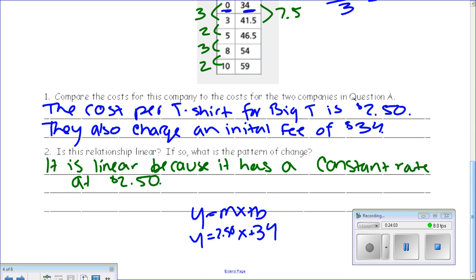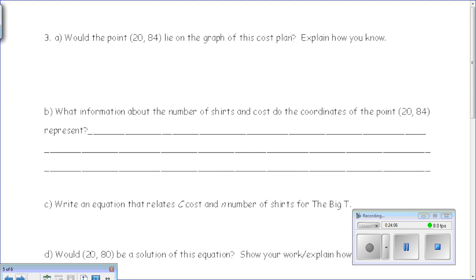So since I have the equation, when I go on to 3a, I'm going to rewrite my equation up here now. Here's my equation that we just created. And the point is 20, 84. What's my 20? Is that x or y? X. What's my 84? Y. Whenever we have them in coordinates like this, they're always written as x, y. So whatever that first one is before the comma is always your x. So now since they gave us those points, we can determine whether they lie on the graph if we simply plug it in. So let's plug it into our equation.